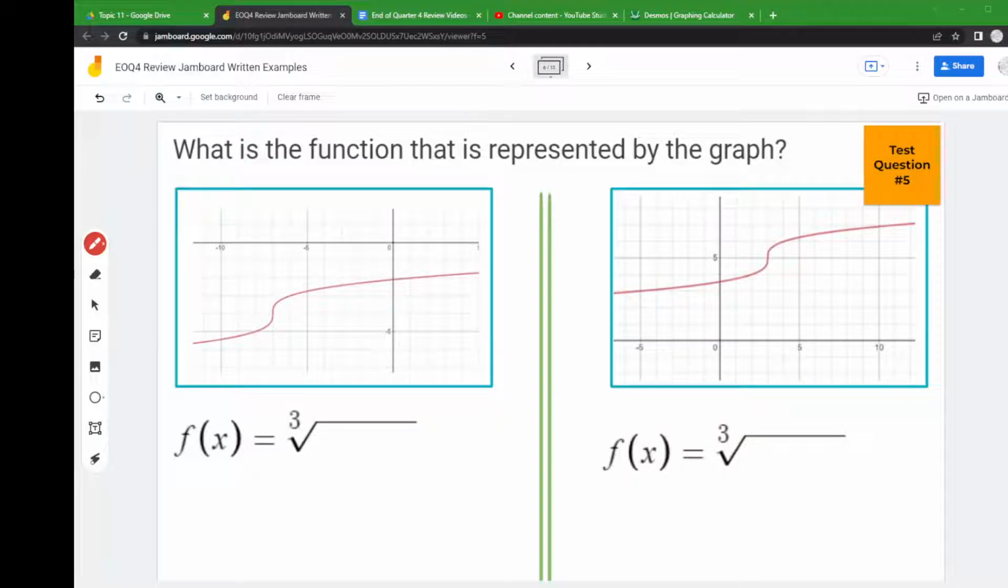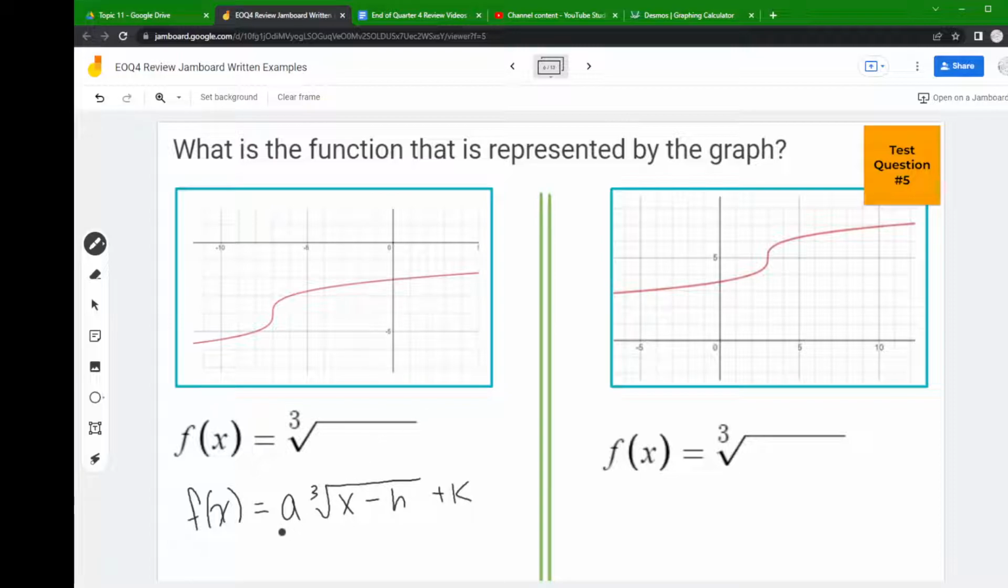In this example, you are to identify the function that's represented by the graph. Alright, on this one I have cube root graphs. Spoiler alert. Alright, so just kind of a reminder about what the cube root function looks like. It usually says f of x equals a times the cube root of x minus h plus k.